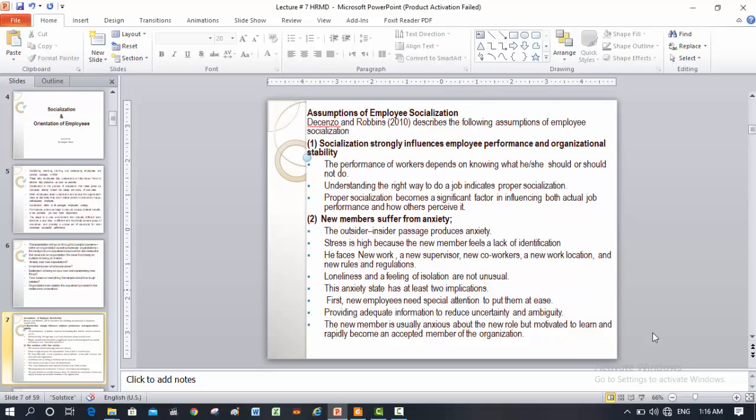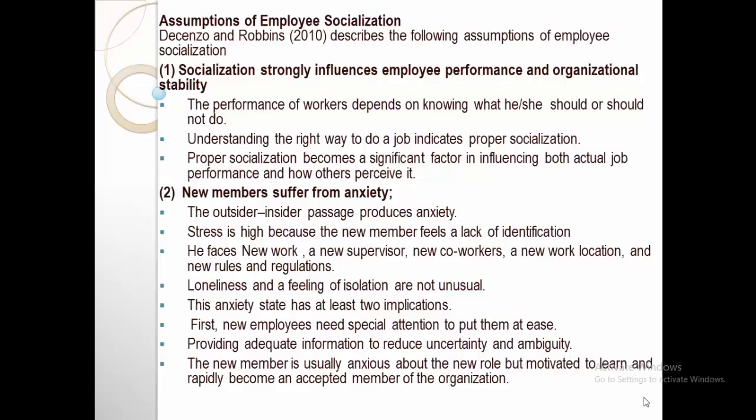The performance of the worker depends on knowing what he or she should or should not do. If he comes to know through socialization what to do and what not to do, then he can perform his job in a better way. Understanding the right way to do a job indicates proper socialization. Proper socialization becomes a significant factor in influencing both actual job performance and how others perceive it.